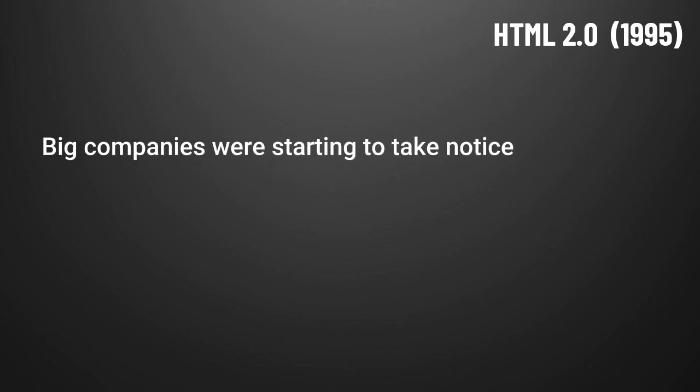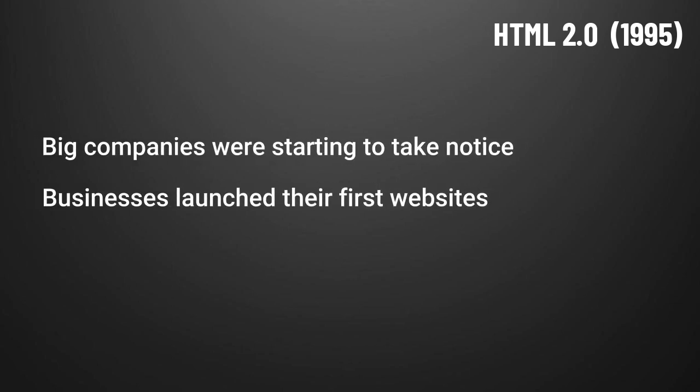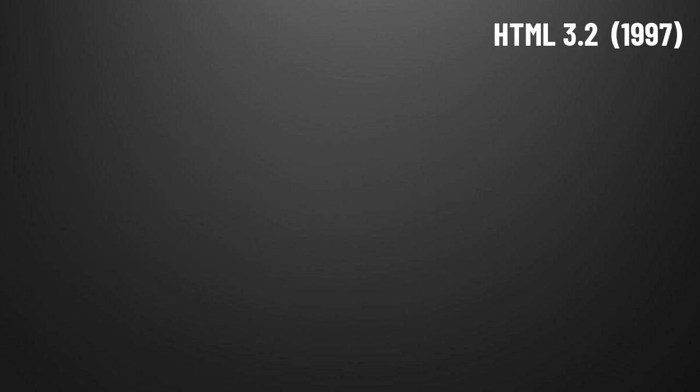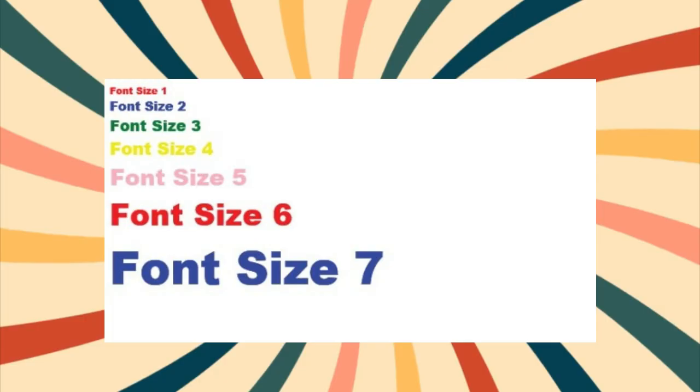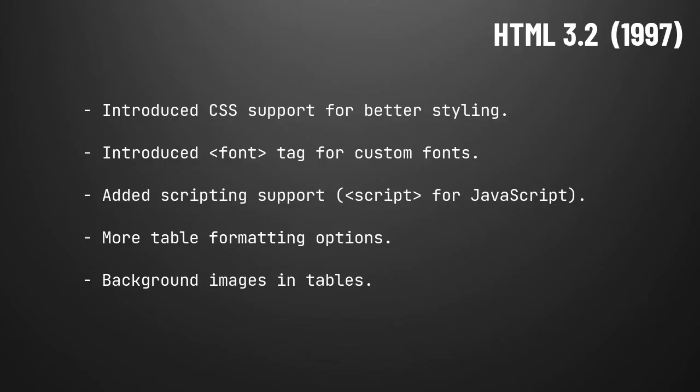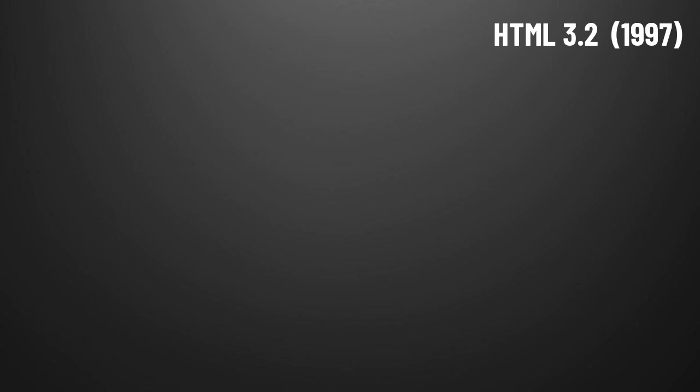At this point, big companies were starting to take notice, businesses launched their first websites, and the internet boom had begun. By 1997, the web was evolving fast. People wanted better looking websites, so HTML 3.2 introduced tables, allowing more structured layouts. This was really a big deal. It also introduced font tags, allowing text to be styled with different colors and sizes. Websites were finally getting some personality.